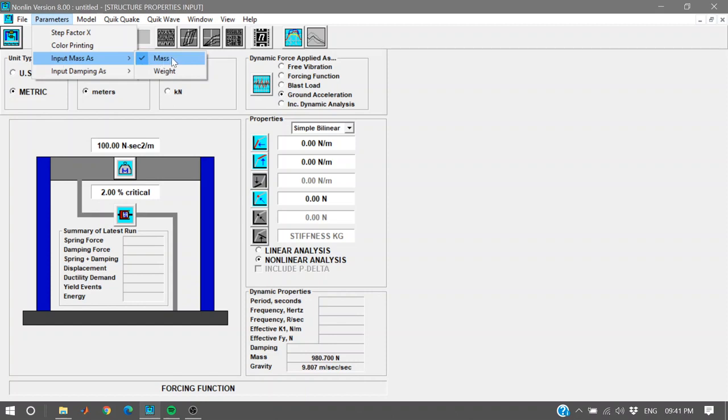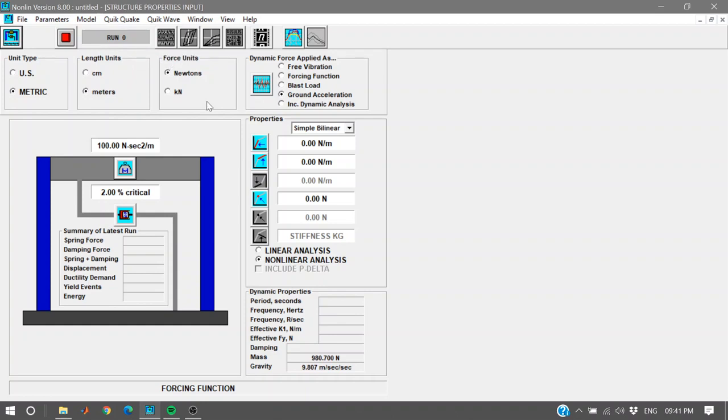options. If we select this as mass, then in the mass window we'll have to enter the mass in terms of either kg or tons. Similarly, if I select weights here, I'll have to enter the equivalent weight of that system in terms of newtons and kilonewtons. So let us select mass. So I'll have to enter my mass in terms of kg or tons.